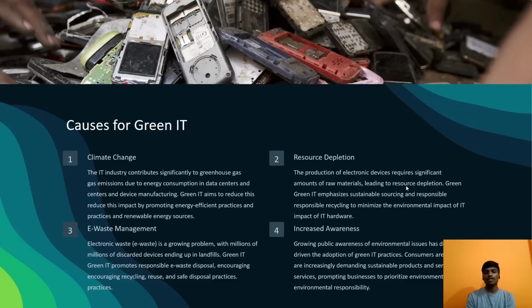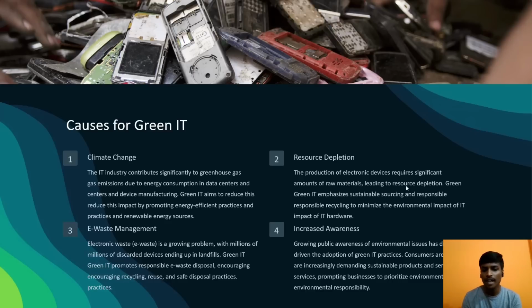So the second one is resource depletion. The production of electronic devices requires a significant amount of raw materials, leading to resource depletion. Green IT emphasizes sustainable sourcing and responsible recycling to minimize the environmental impact of IT.